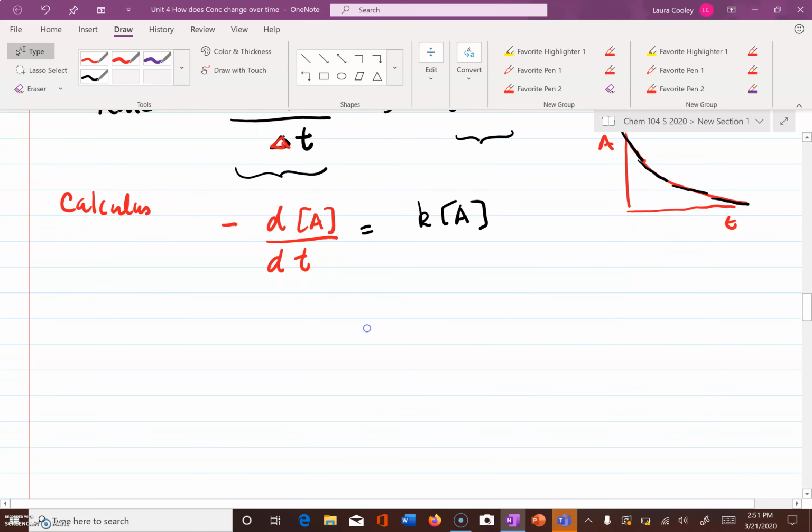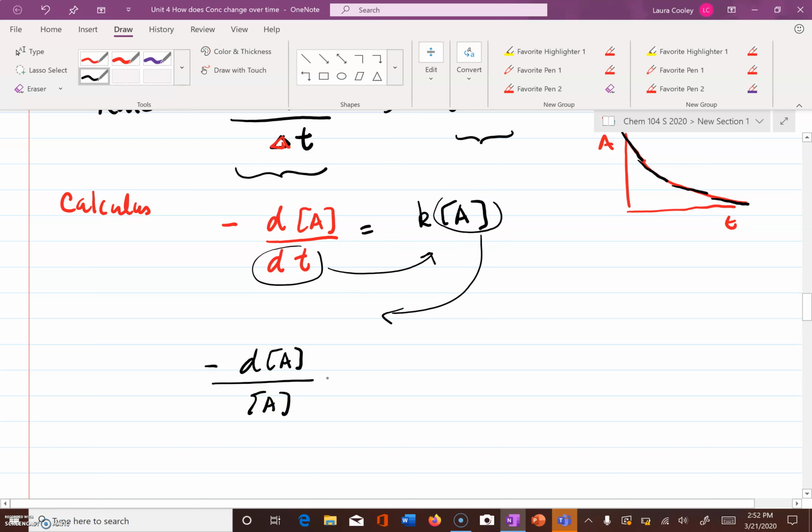And believe me, this is about the easiest equation that you could solve using calculus. So the first thing you're going to do is put the concentration of A on the left side, and this dt is going to go on the right. So we're going to use algebra to make this minus dA over the concentration of A equals k dt. And then I'm going to take this negative sign and move it over to the other side.